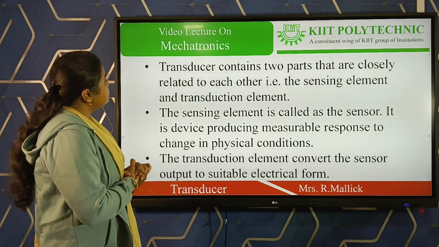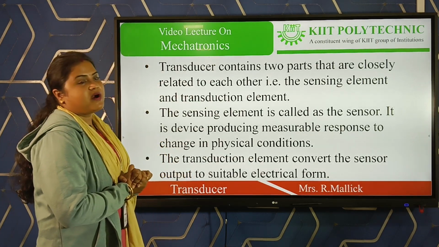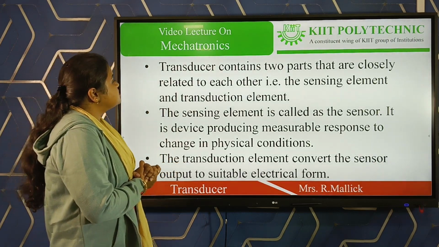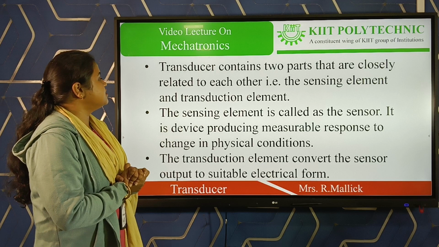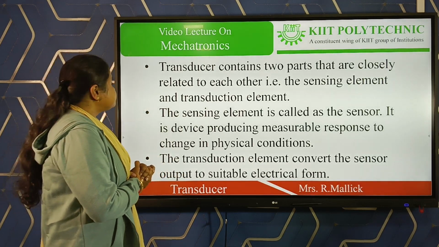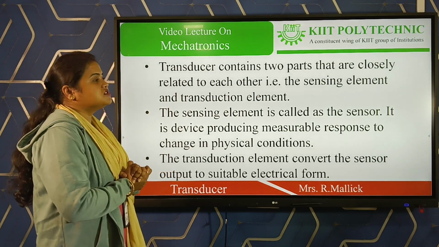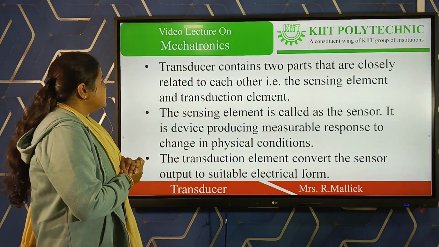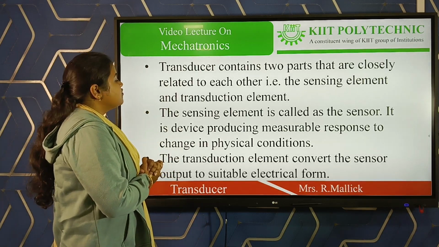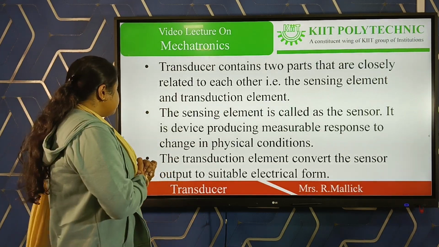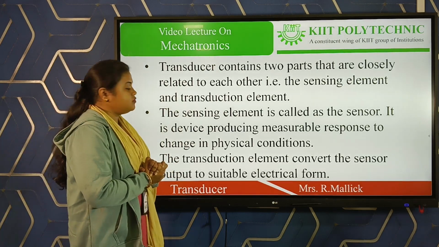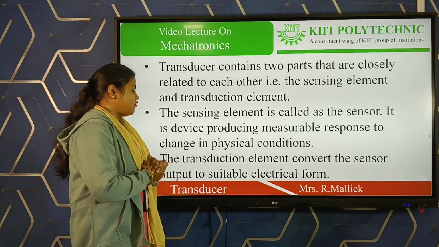Transistor mainly contains two parts. One is the sensing element and the other is the transduction element. Then what is the sensing element? The sensing element is called a sensor. It is a device which produces a measurable response to change in a physical condition. Similarly, the transduction element converts the sensor output to a suitable electrical form.